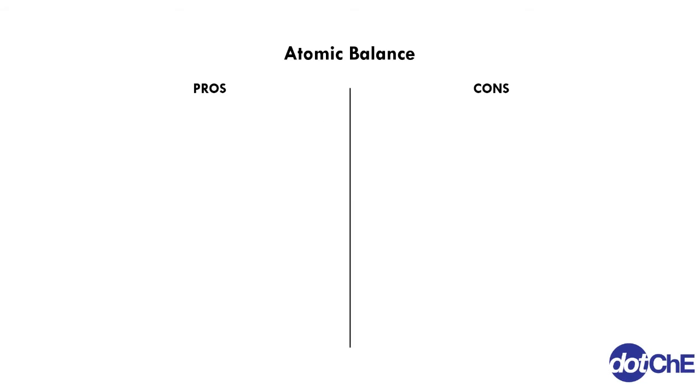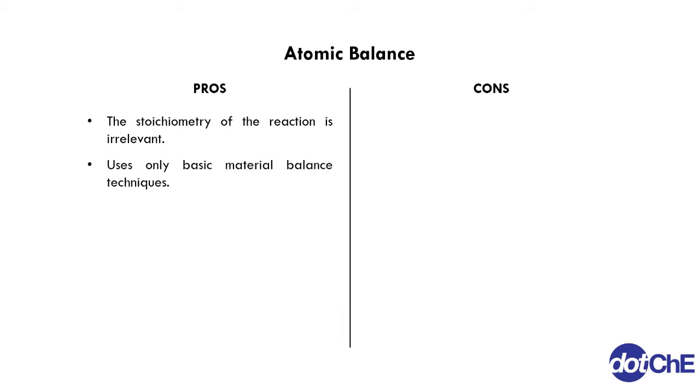Now, let's discuss the pros and cons of atomic balances. The one major pro is that the stoichiometry of the reaction is irrelevant. So you could have the unbalanced chemical reaction and yet you could still solve the system using atomic balance. Additionally, this balance only uses basic material balance techniques.